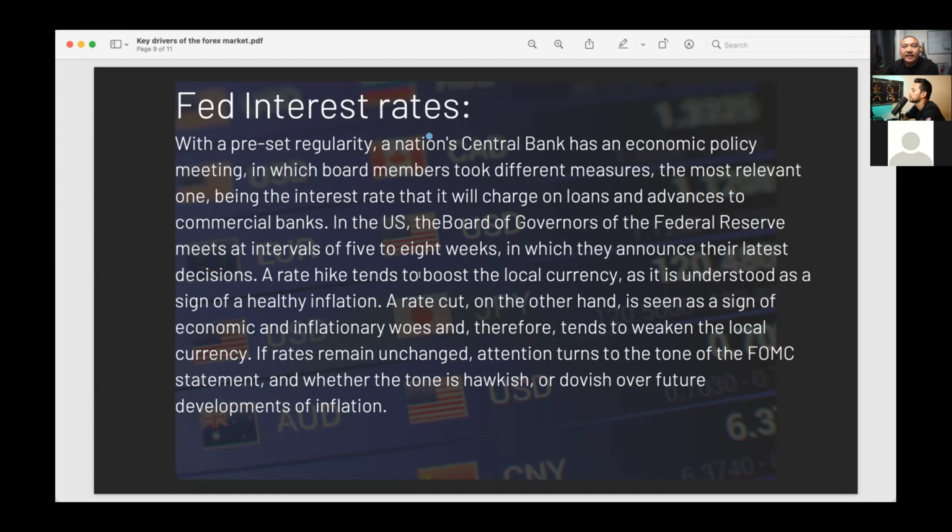The rate hike tends to boost the local currency as it is understood as healthy inflation. A rate cut, on the other hand, is seen as a sign of economic and inflationary woes, and therefore tends to weaken the local currency. The attention turns to it like a domino effect. With this particular interest rate announcement, it affects the whole economy, guys. Rates up, rates down, it all has a play in the role of our daily lives.